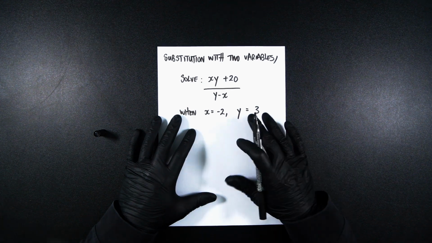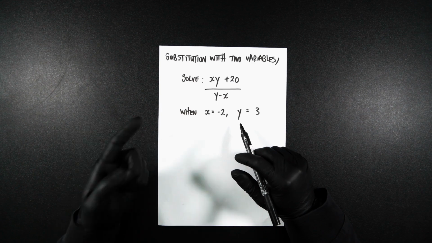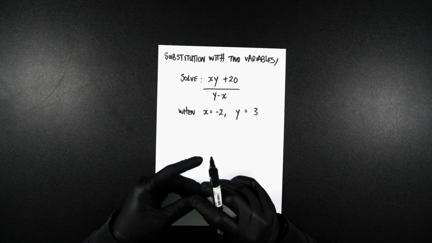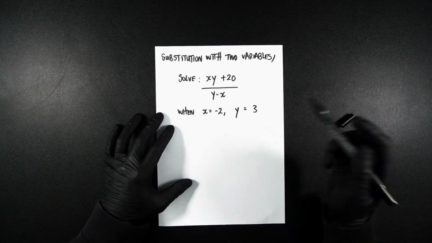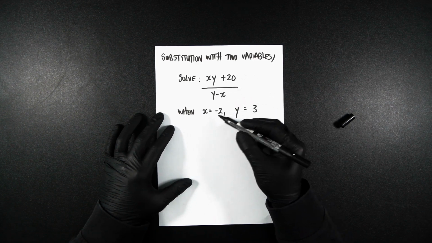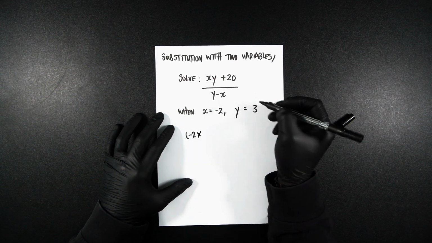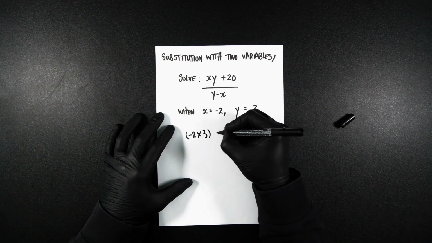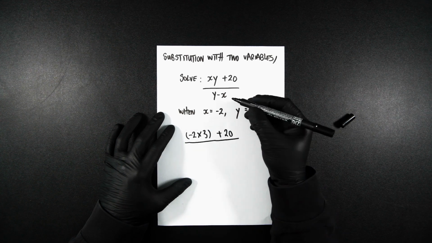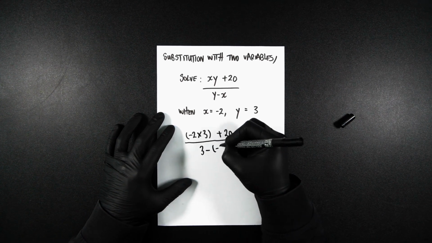But what do you do if you have a substitution with two variables? It's the exact same thing, except for you have a value for x and a value for y. Be careful with what you do and make sure that you're placing the values for x and the values for y in the correct places. So let's take x equals minus 2 and plug it in at the top. So you're going to get minus 2 times y, which is 3, plus 20, and then you're going to divide that all by y minus x, so you're going to get 3 minus brackets minus 2.